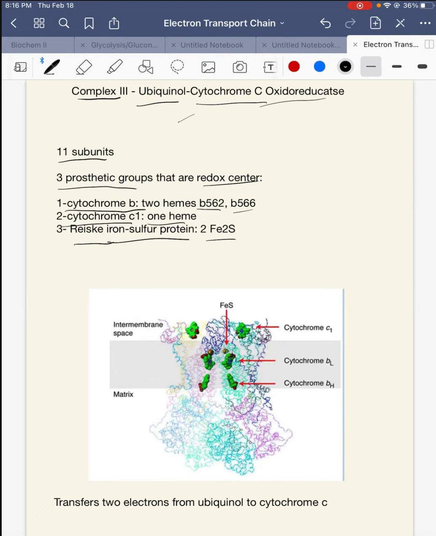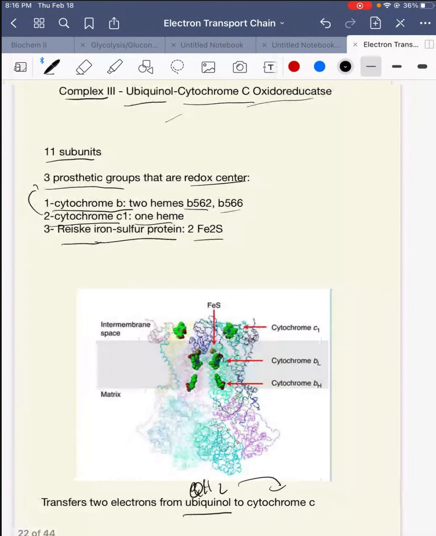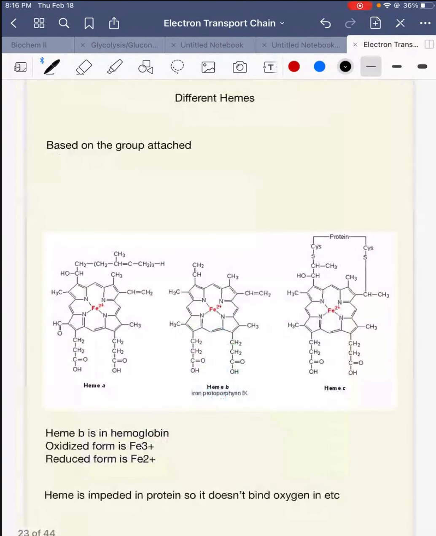So the whole point of complex 3 is to transfer electrons from ubiquinol, or reduced coenzyme Q, to cytochrome C. Okay, this cytochrome C is different from cytochrome C1. Cytochrome C1 is a prosthetic group in complex 3. The electrons we're transferring are to a cofactor called cytochrome C. 2 different things.